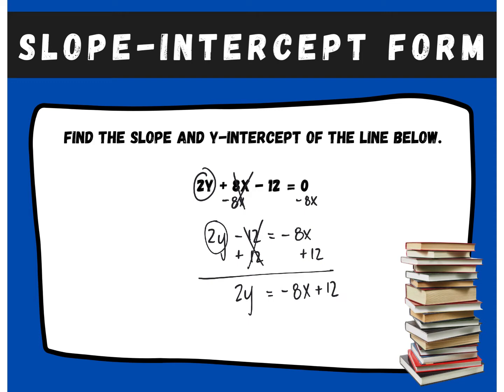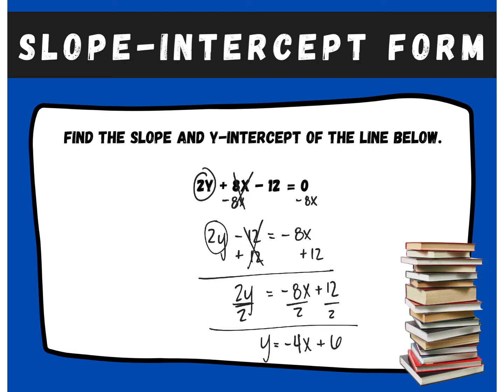What that allows me to do is start seeing that format for slope-intercept form. That's what we're looking for. But we're not done yet because we've got 2y and we need 1y. In order to do that, we need to divide by 2. And anytime you multiply or divide in an equation, you have to do it to every term. So we're going to divide the negative 8x and divide the 12. That leaves us with negative 4x and a positive 6.